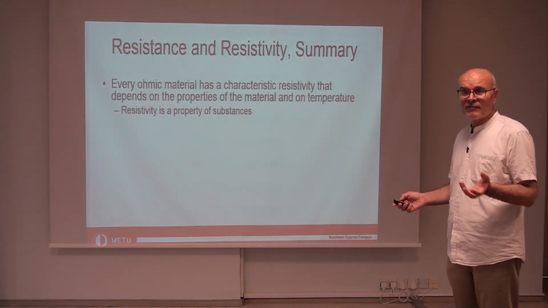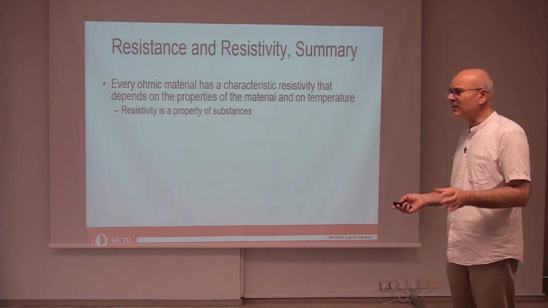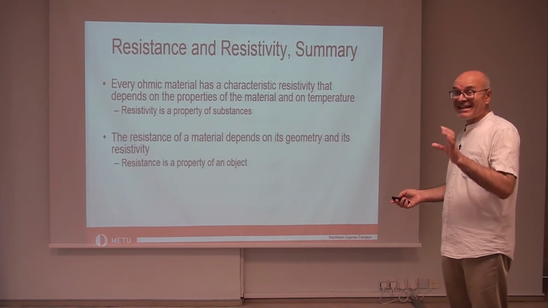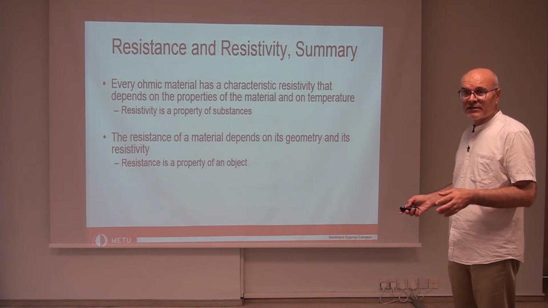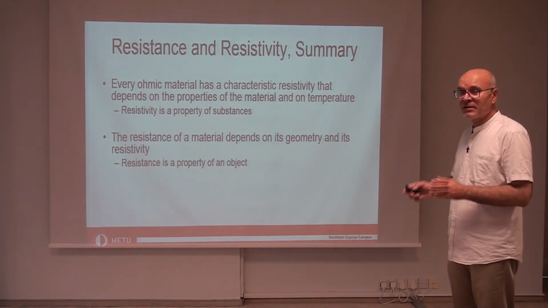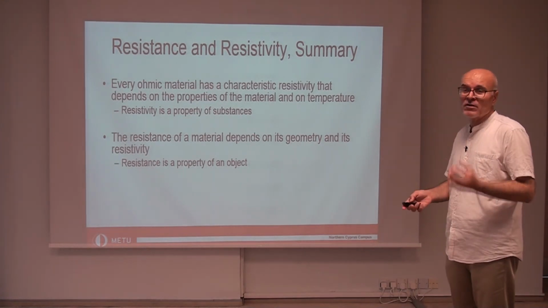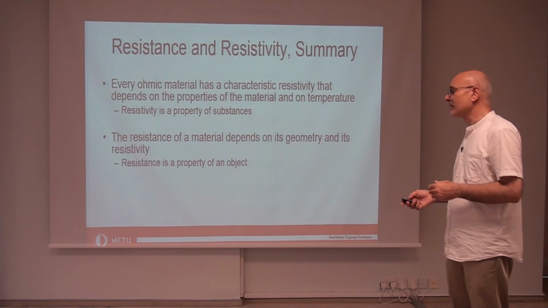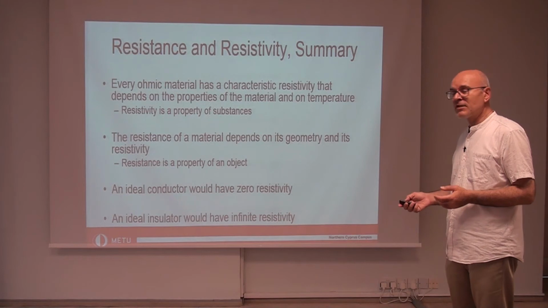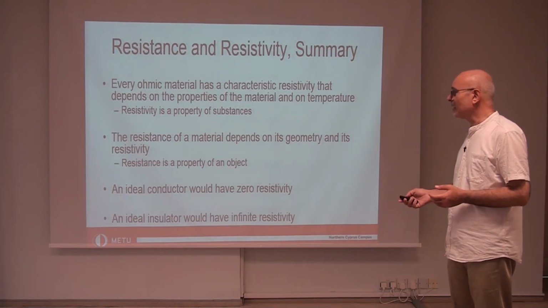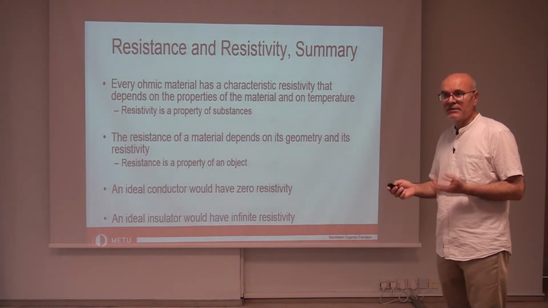These ohmic materials have resistivity, which depends on the type of material, and it varies with temperature only. We will discuss this. The resistance, on the other hand, is a characteristic of the object. While resistivity is a characteristic of the substance, of the material, resistance is a characteristic of the conductor because it depends on the length and the cross-sectional area. Well, ideal conductors must have zero resistance, and ideal insulators usually must have infinite resistivity, but nothing is ideal.